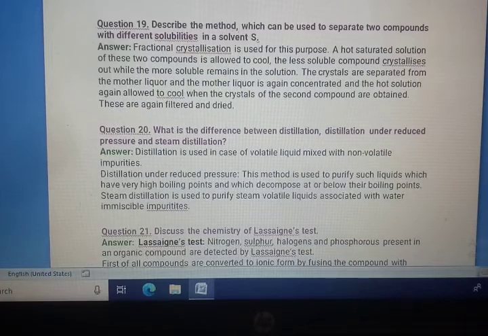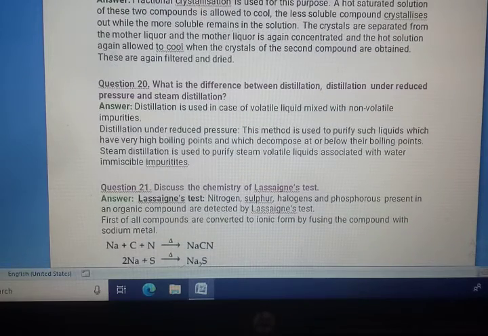Question number 30. What is the difference between distillation, distillation under reduced pressure, and steam distillation? Distillation is used in the case of a volatile liquid mixed with non-volatile impurities. Distillation under reduced pressure is specially used to purify such liquids which have very high boiling points and which decompose below their boiling points. Steam distillation is used to purify steam volatile liquids associated with water immiscible impurities.